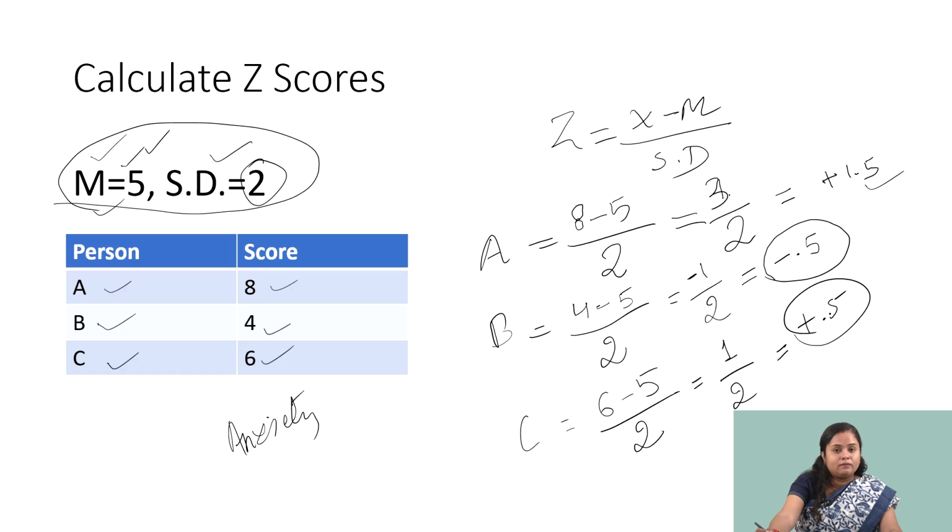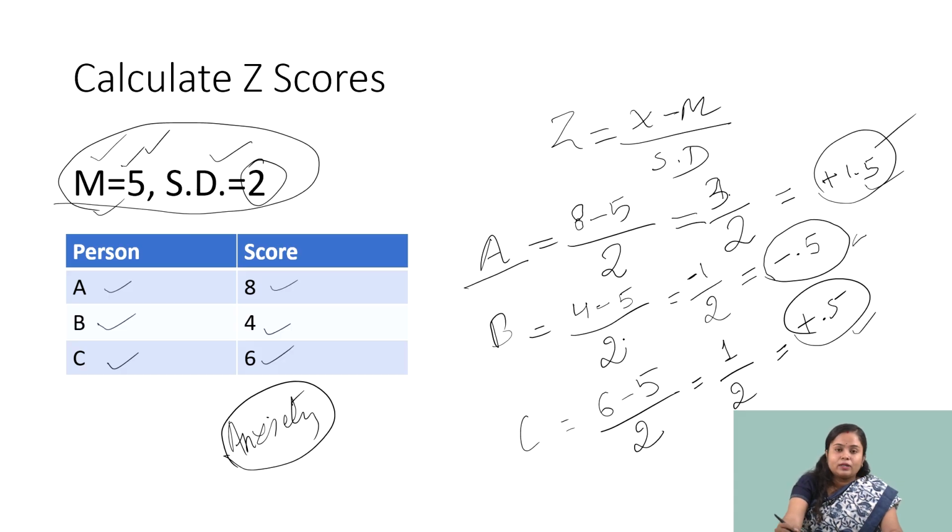So here again we get the Z score in positive value. Here the score is above average, here again the score is above average, but here it is below average. As it is an anxiety test, we can interpret this raw score as: person A has above average anxiety level, person B has below average anxiety level, whereas person C is again in the range of average anxiety level.